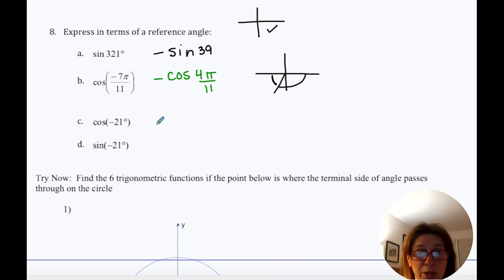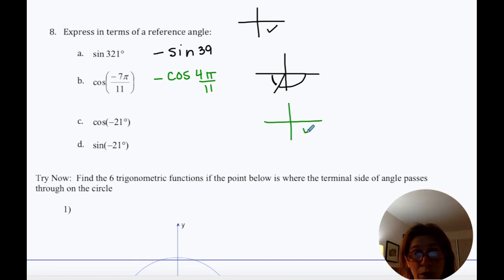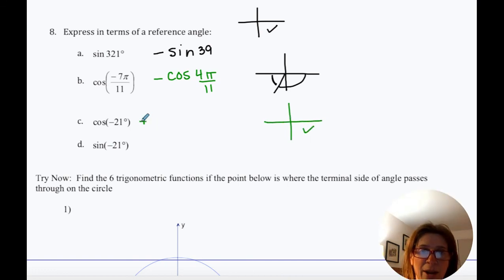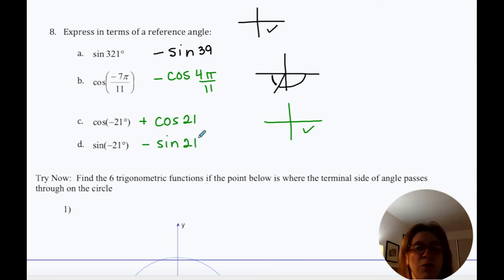Okay, cosine of 21. I'm in quadrant 4. Cosine's positive. That's great, right? So my reference angle is just 21 degrees, so I want a positive cosine of 21. All right, but sine in quadrant 4 is negative. So the reference angle is still 21, but I'm going to want a negative value of whatever sine of 21 is.